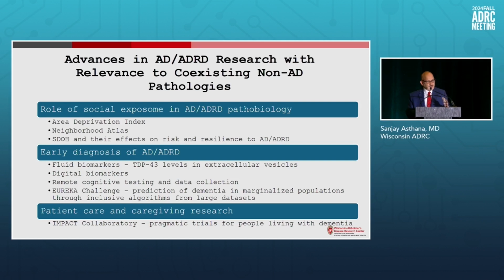The area of social determinants of health. I don't think any one of us will doubt that these factors are important for diseases like Lewy body, for Parkinson's disease dementia, and other tauopathies.